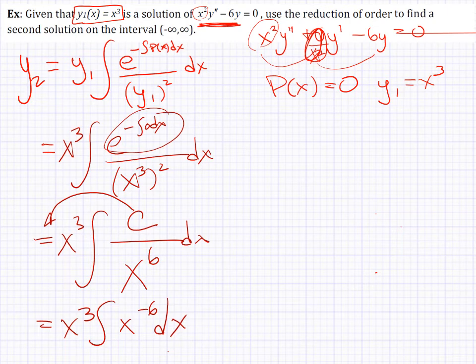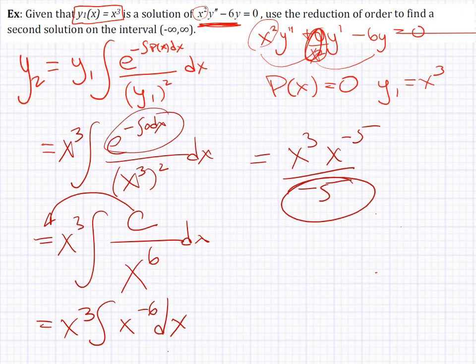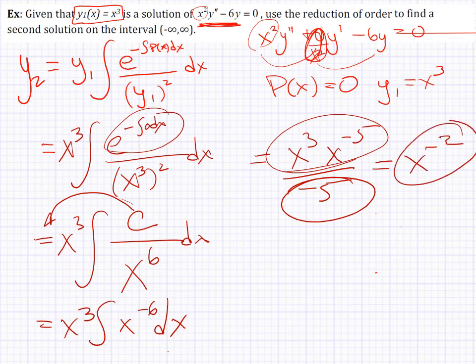Integral of x to the minus 6 is going to be what? Add 1, divide by, so minus 5 over minus 5. So x cubed times x to the negative 5 all over minus 5. But again, this constant, negative 1/5, will come out with where that c was, so we're only focused on the function, which will be x to the minus 2. So x to the negative 2 is the second solution.